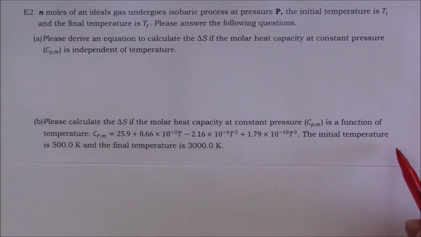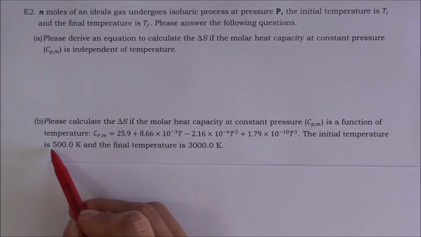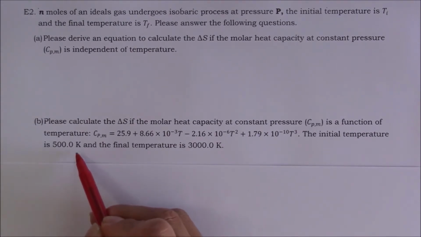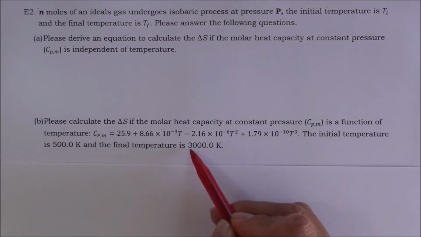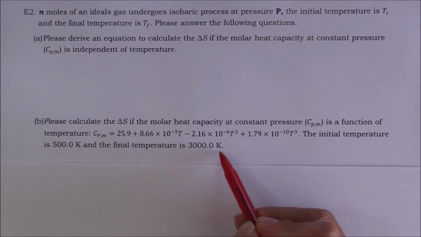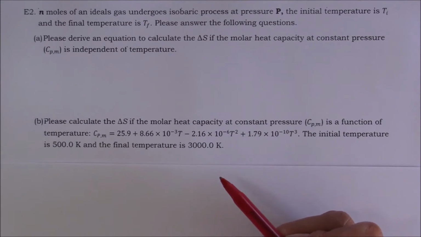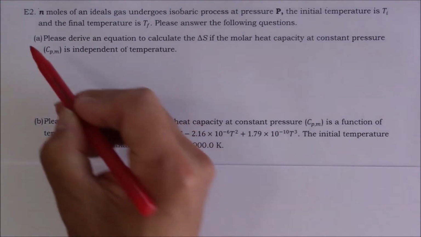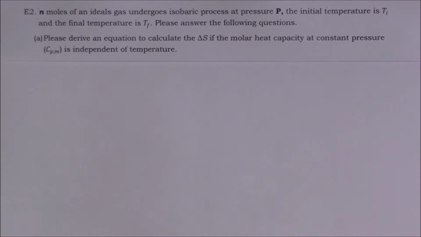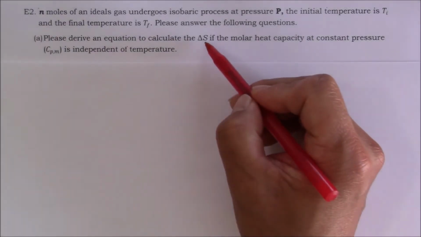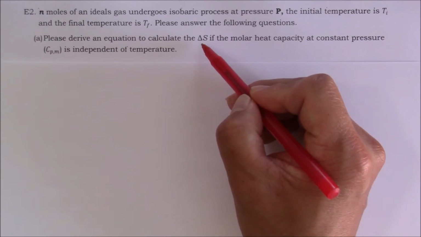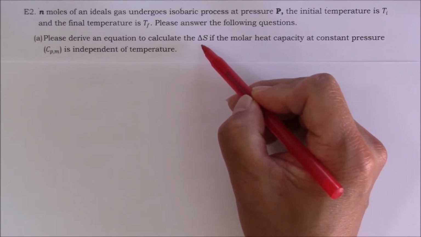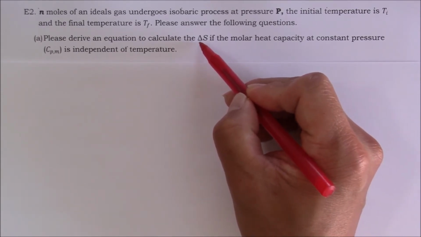The initial temperature is 500.0 Kelvin and the final temperature is 3000.0 Kelvin. Well, let's work out the answer for part A. Since we want to calculate the entropy change of a process, one starting point is to use the definition of delta S.